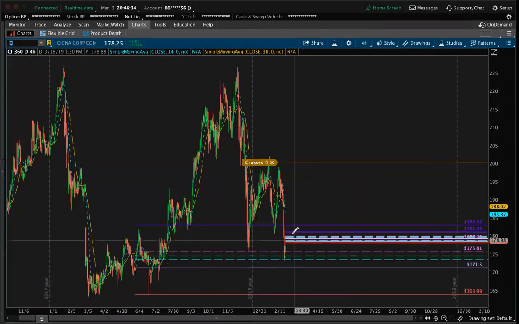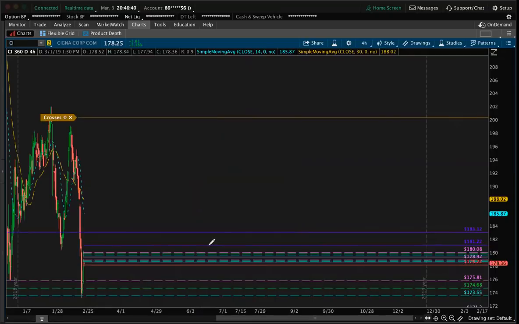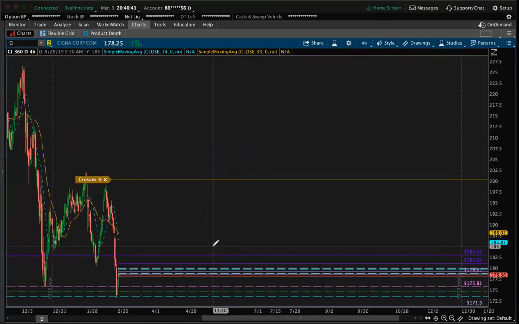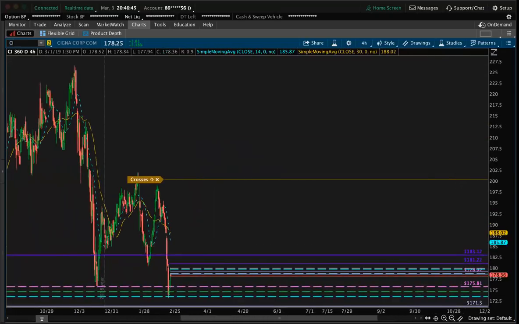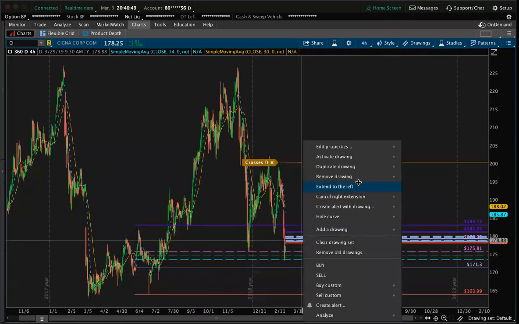This is CI. Nice gap that has to be filled at 188. They're going to do that in about 1 to 2 weeks, maybe less. I like this breakdown that they did here. They pushed it all the way down to a nice support area. Let me remove this.